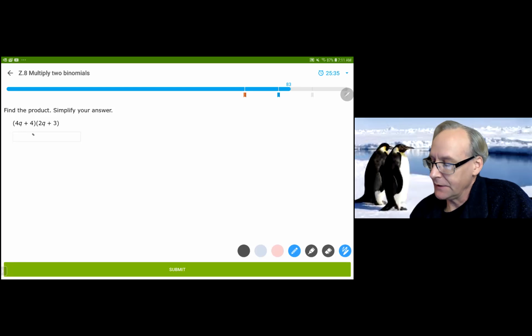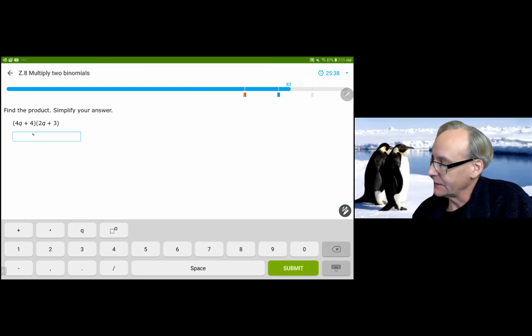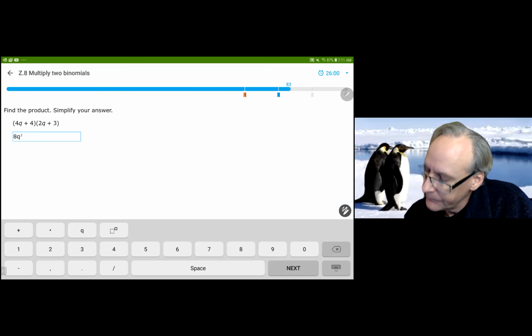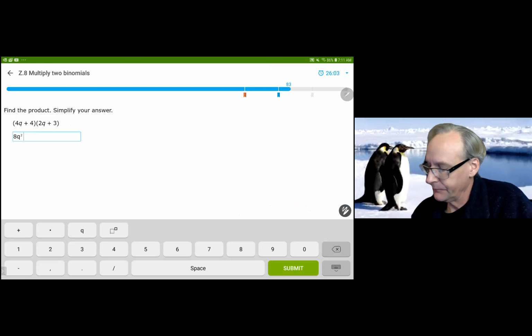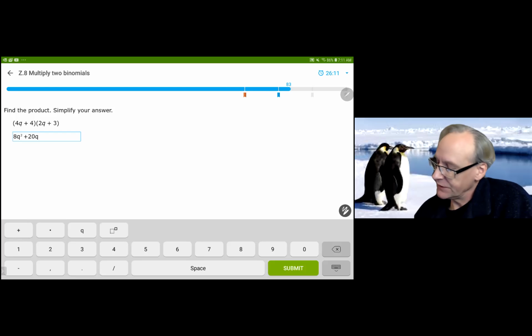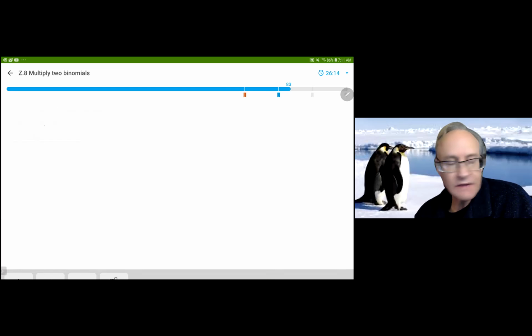So we've got our 8q squared. And for our middle term, we have 8 and 12, which is 20. Plus 20q. That's just 8 and 12 makes 20. And the last is plus 12. And we're done. That's it.